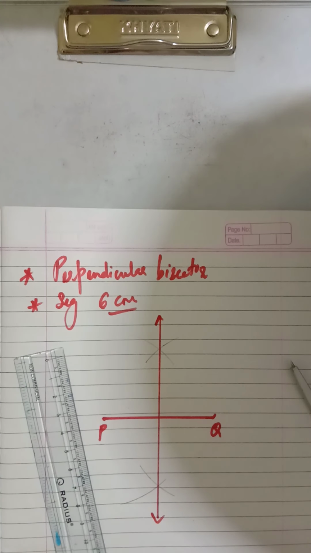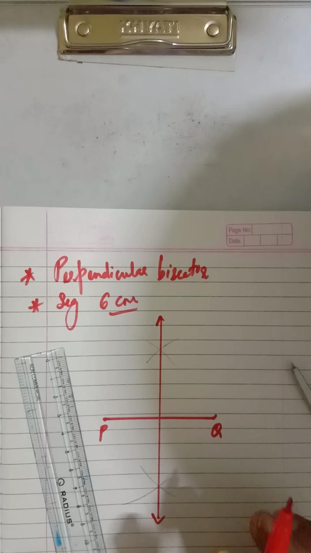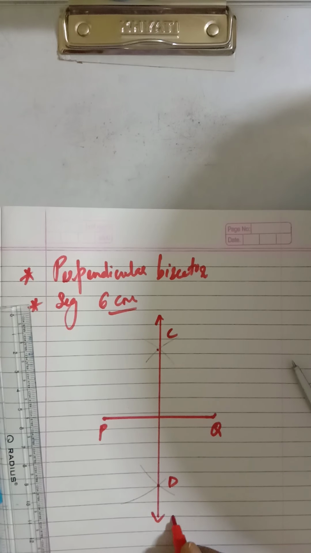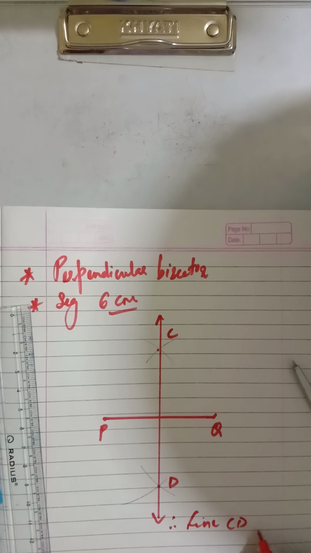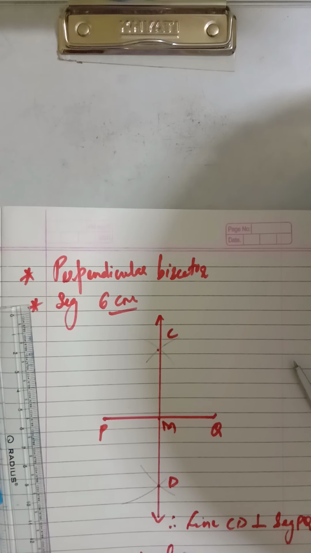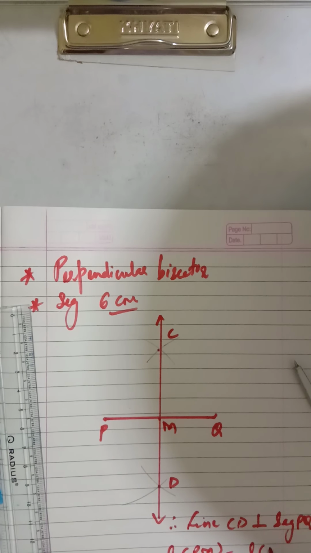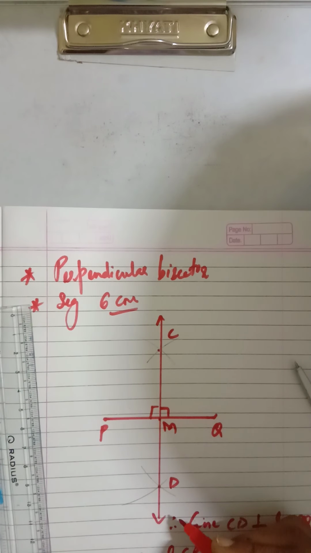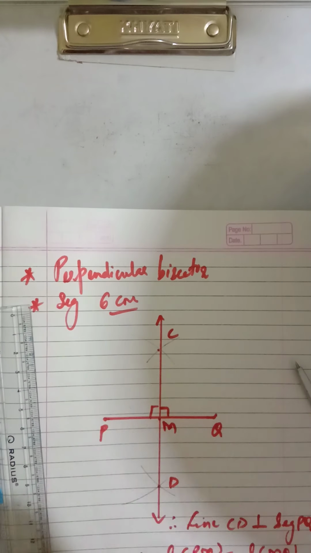Children, you are using pencils to draw. I am just showing it so that it is visible. Now you can give the name CD. So you can say, therefore line CD is perpendicular to segment PQ, and this point suppose if you are writing M, therefore length of PM will be equal to length of MQ, and this is your 90 degree. Now that means what, children? This perpendicular bisector divides a line segment in 2 equal parts.